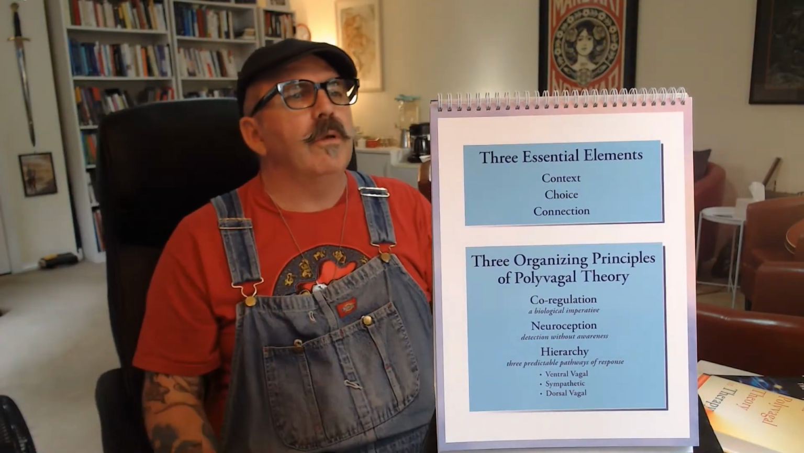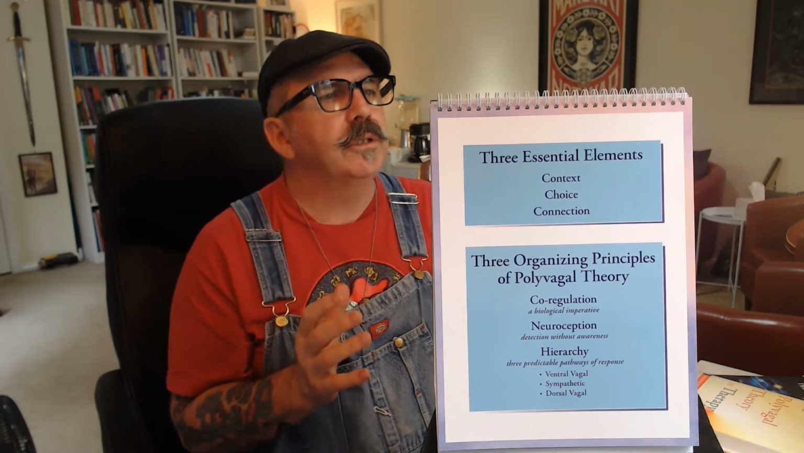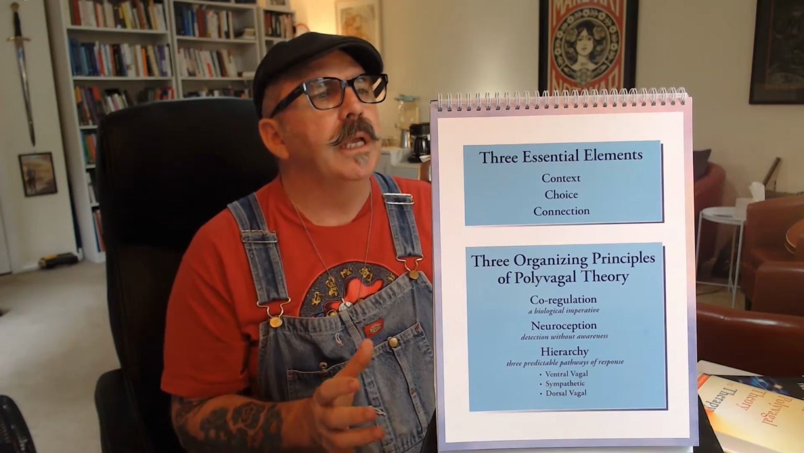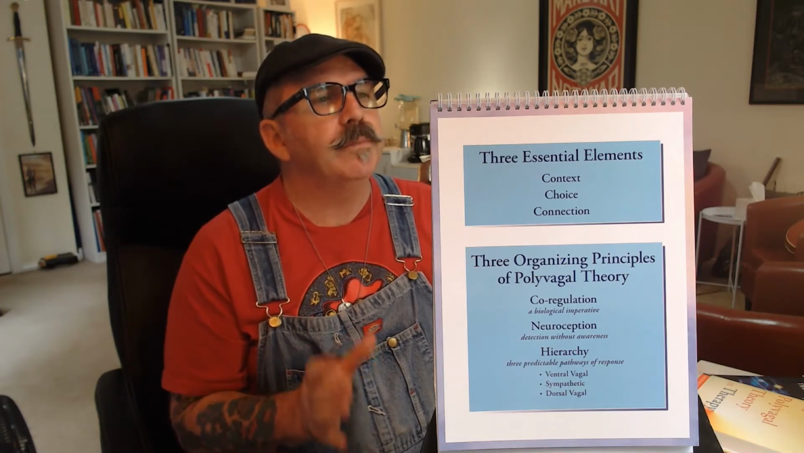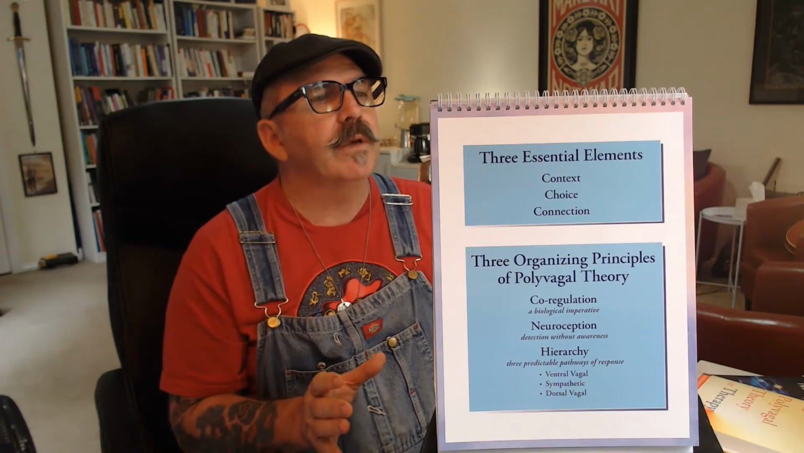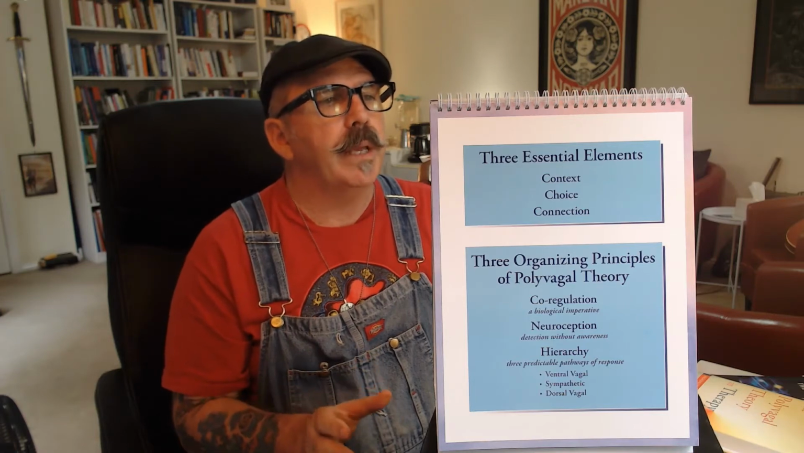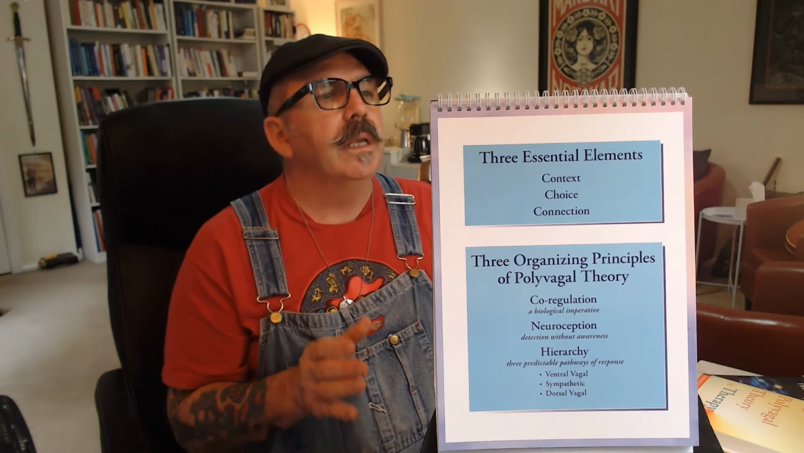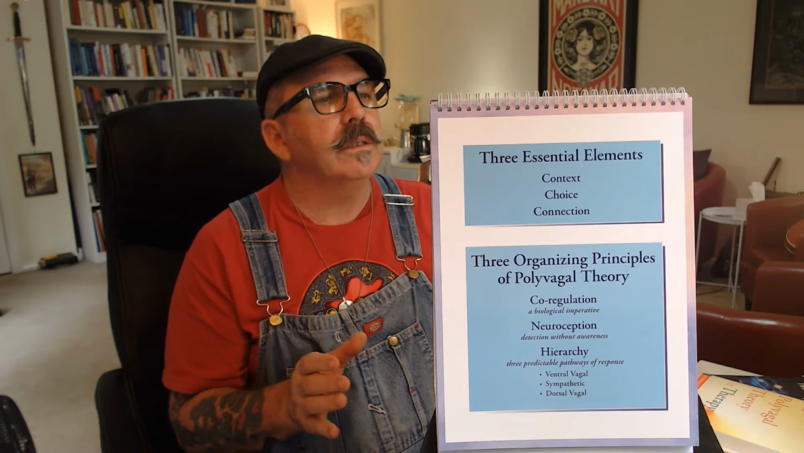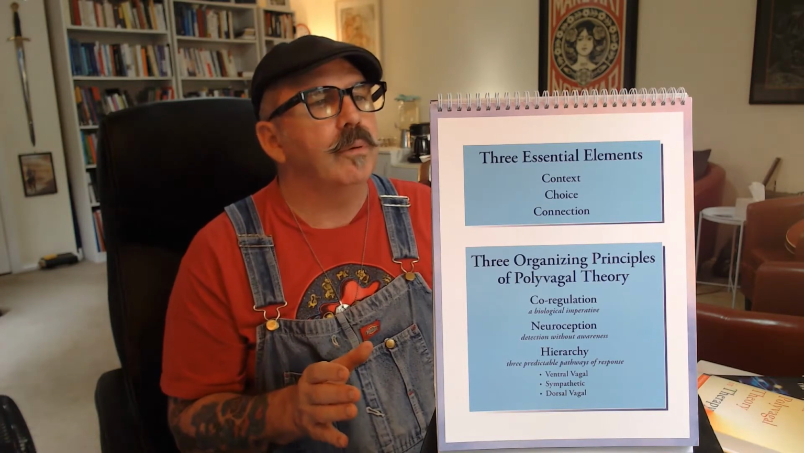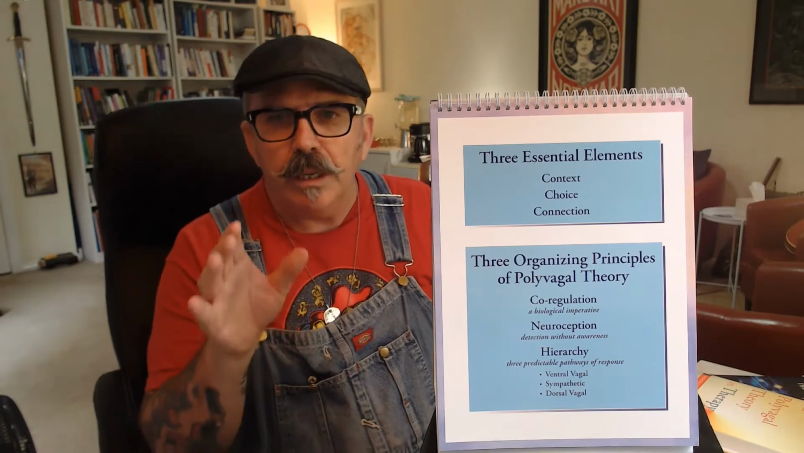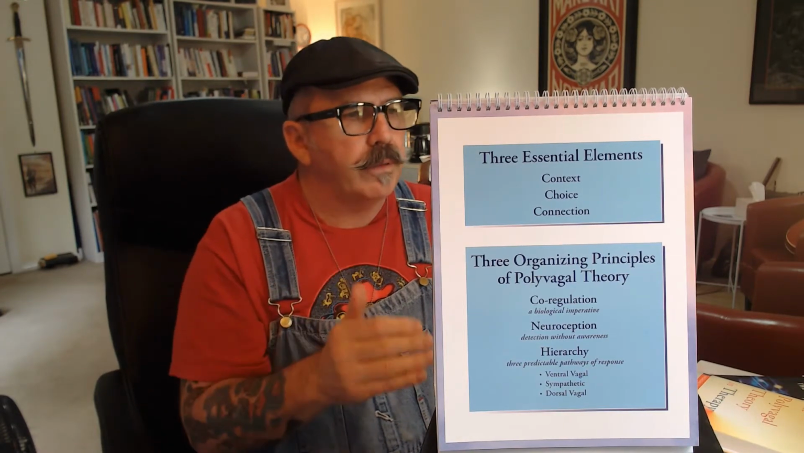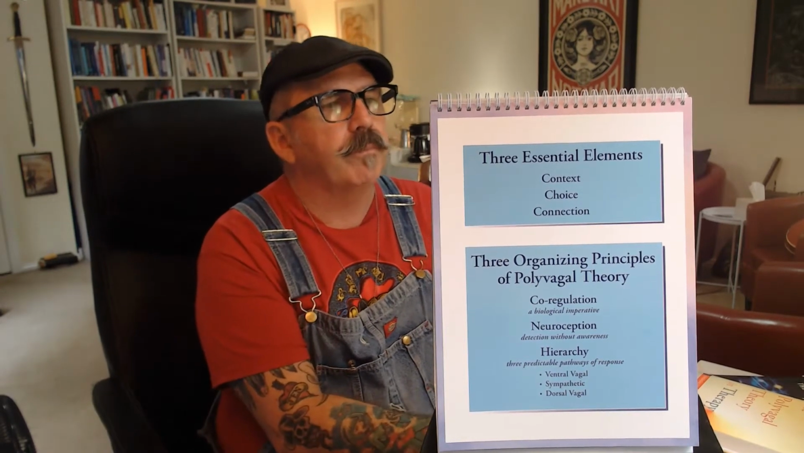The autonomic nervous system looks for context, choice, and connection in order to find safety and regulation. When one of these is missing, a sense of unease develops and the autonomic nervous system prepares for protection. Explicitly attending to context, choice, and connection is important to the success of the therapy process. And so these are the things that I'm going to read through now: the context, choice, and connection.